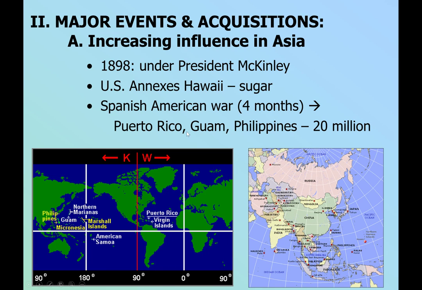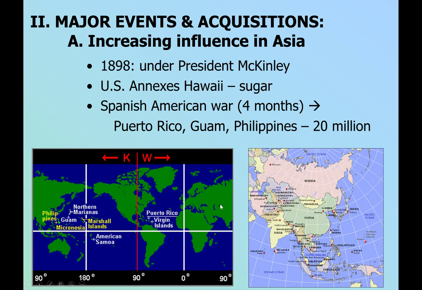Okay, what happens at the end of the war, though, is we're going to pick up some territory. So we pick up Puerto Rico, which the United States still has as a territory. There are still ongoing conversations about Puerto Rican statehood, if they should be added as a state. Right now, they're just a territory. And then we also pick up Guam, which we still have, also as a territory, and the Philippines, which we paid $20 million for. The Philippines have been independent since after World War II, but they are going to be a U.S. territory for a while.